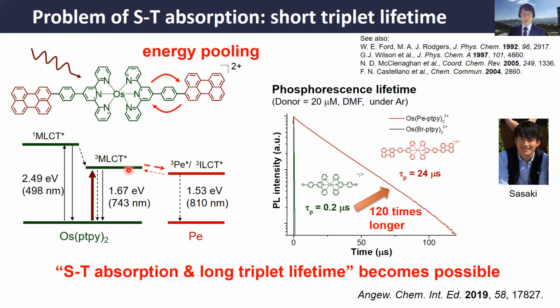So to solve this issue, we took the strategy of covalent conjugation of this donor and acceptor. Immediately after ST absorption, the triplet energy is transferred to this acceptor unit with a much longer triplet lifetime. So triplet energy can be pooled. With this strategy, we successfully elongated the triplet lifetime over 100 times. So now ST absorption and long triplet lifetime becomes possible.